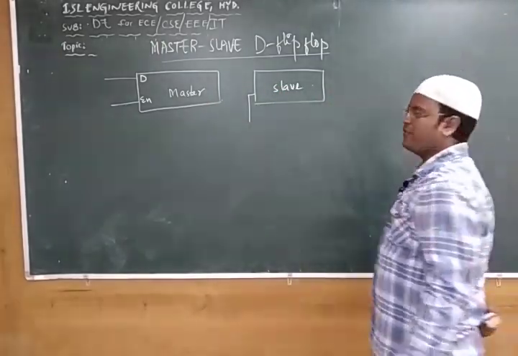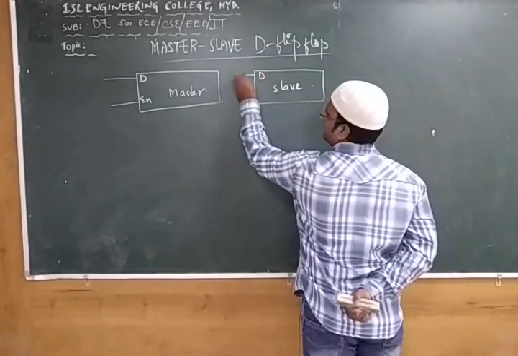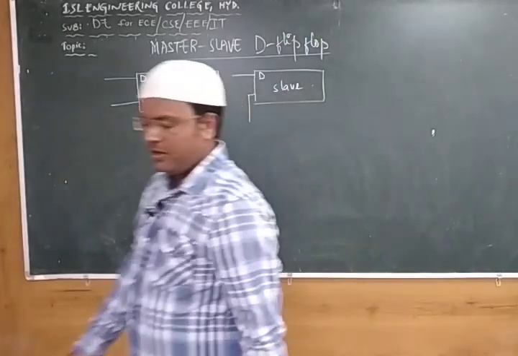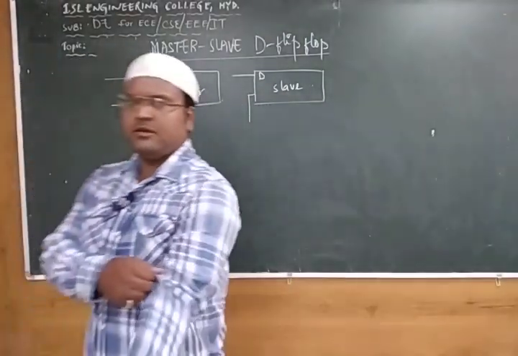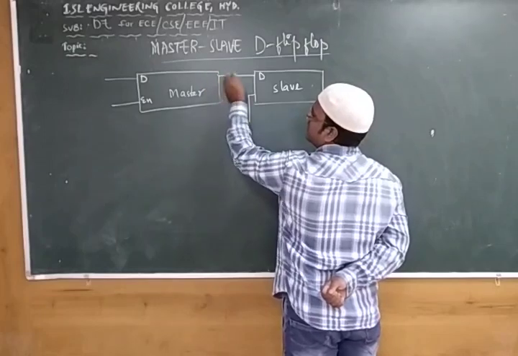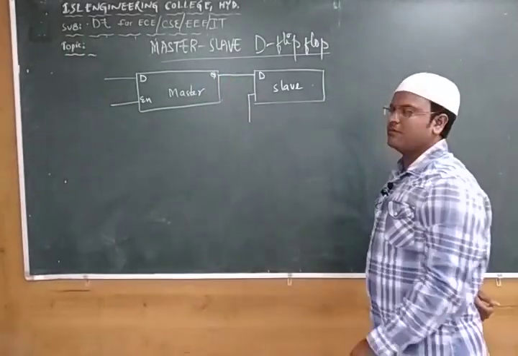Again, what is the input value we are giving? We are giving D. For the second flip-flop's input also we are connecting and giving this D. So this D depends upon the output of it. So what is the output? Suppose this is the output for Q, right?